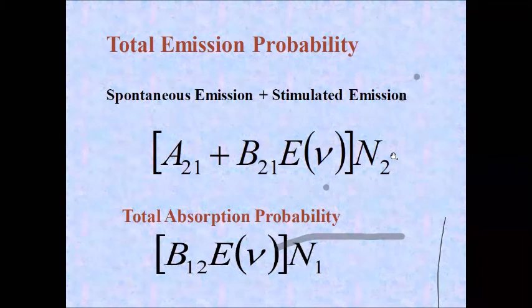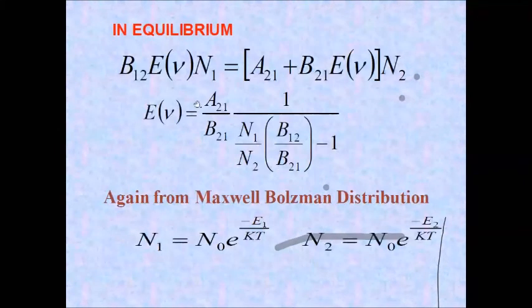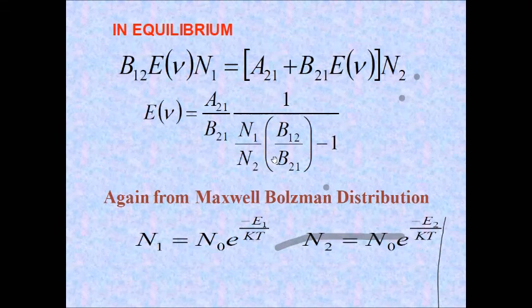And in equilibrium condition, what happens? The number of absorptions will be equal to the number of emissions. So from this equation we can write the energy density E nu will be A21 by B21, 1 by N1 by N2, B12 by B21 minus 1. If you solve this equation, then you will get this equation.